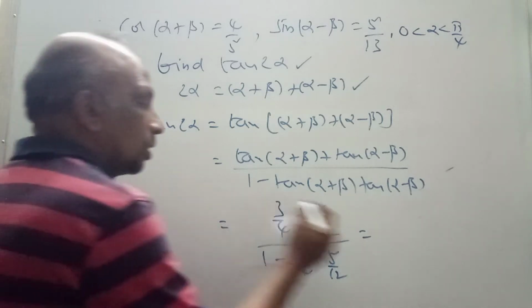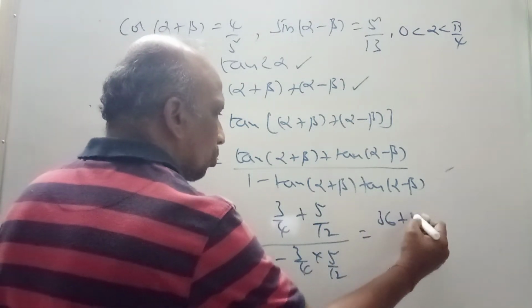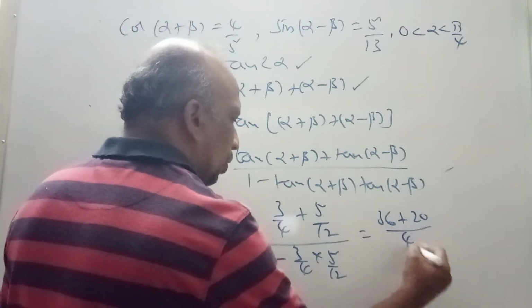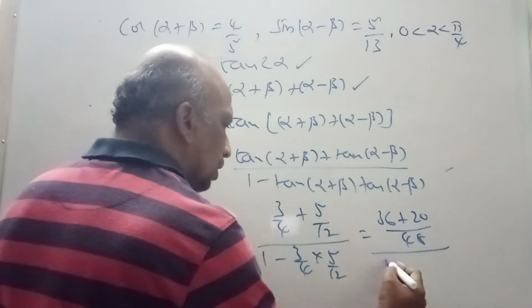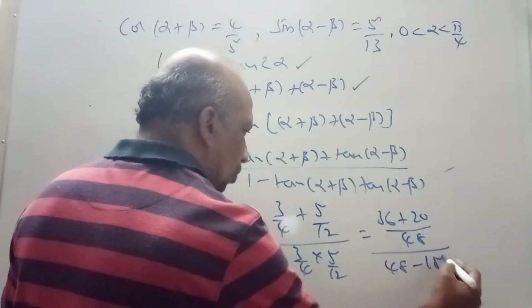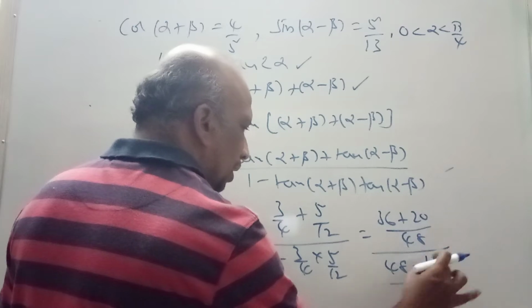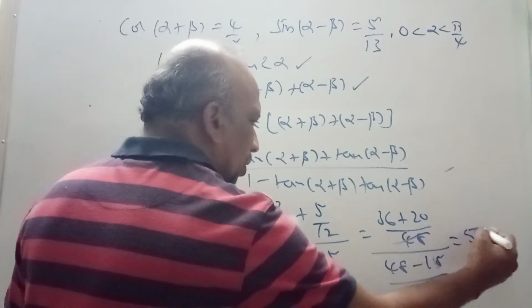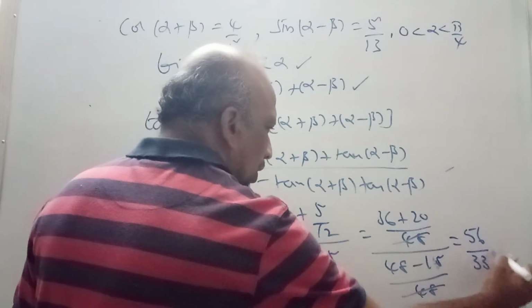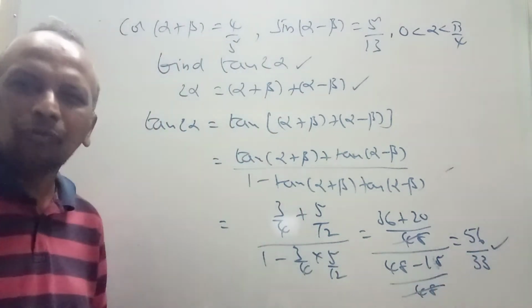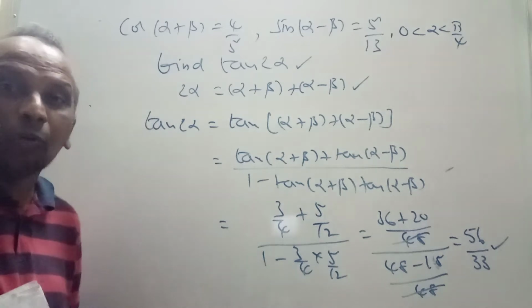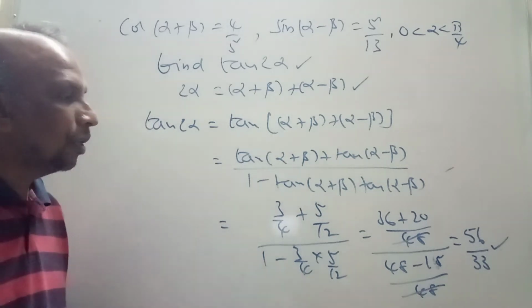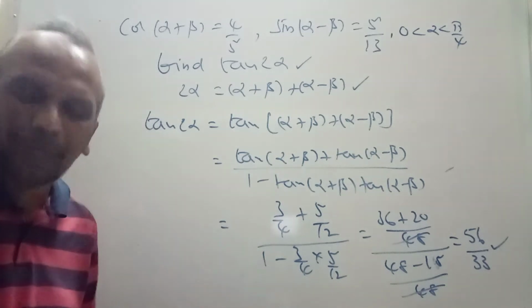You simplify this. This will get (36 plus 20) by 48. Just you take LCM like this, (48 minus 15) by 48, right? I can take it LCM, but this is simple, I can eliminate this. You will get 56 by 33. That is the required answer. 56 by 33 is the required answer. You got that one? 56 by 33 is the required answer.